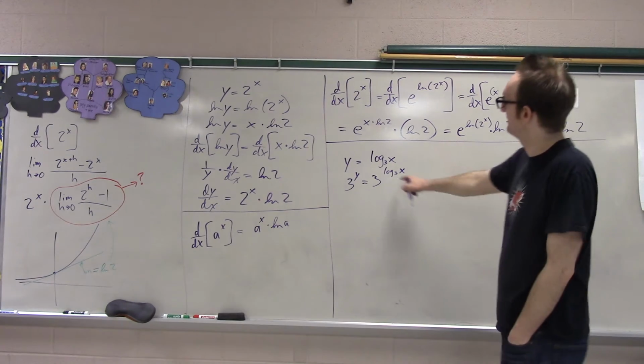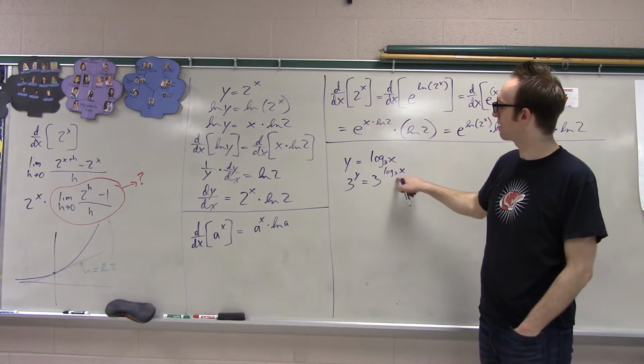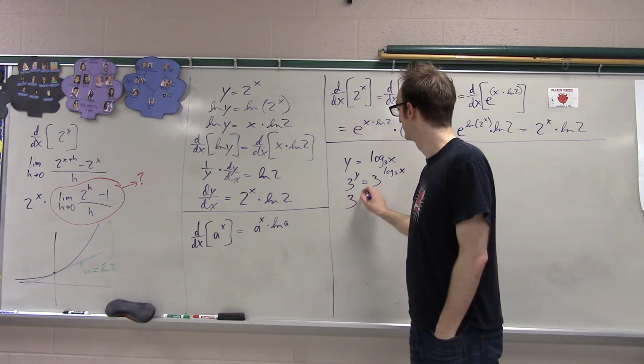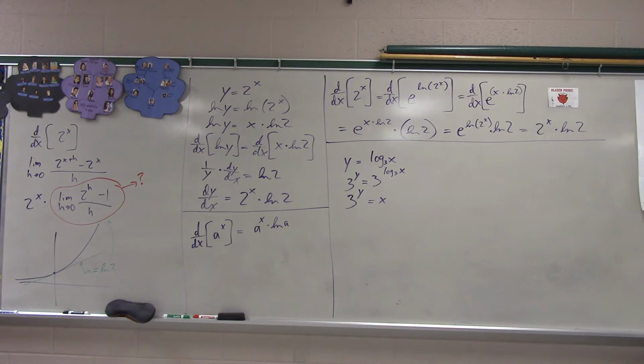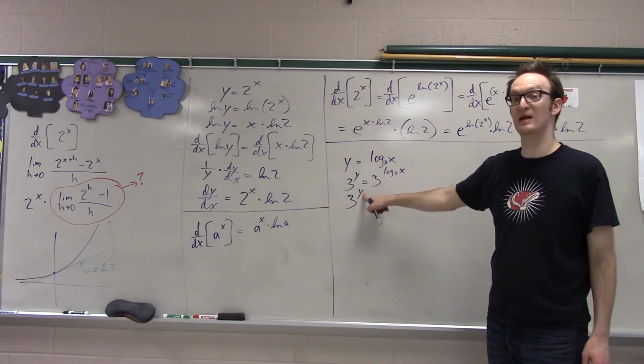Well, by the definition of logarithm, 3 to the log base 3 of anything just is that thing. So 3 to the y is x. Okay? So, cool. Now, I still have this exponent that I don't feel like dealing with.